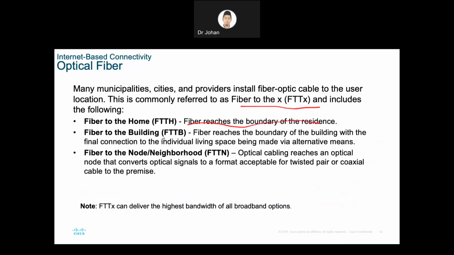And for FTTN, or fiber to the node or neighborhood, optical cable reaches an optical node that converts the optical signal to a format acceptable for twisted pair or coaxial cable to the premises. FTTx can deliver the highest bandwidth of all broadband options.